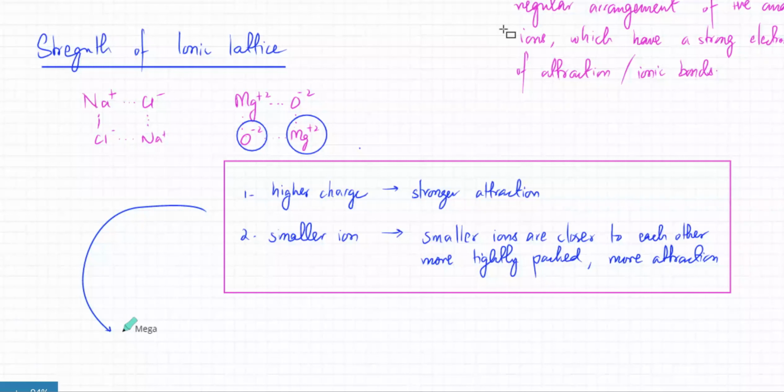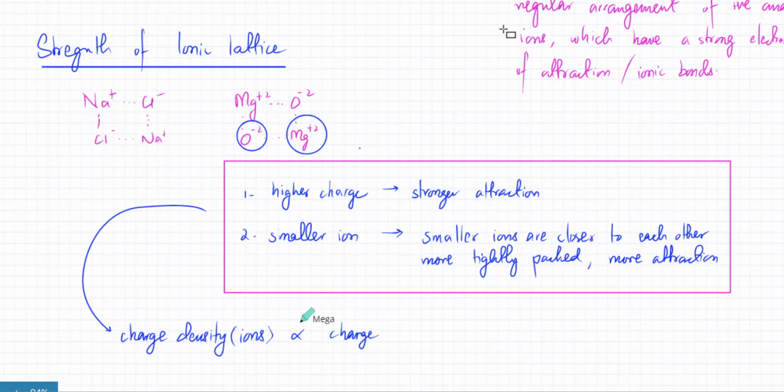There's a term that is frequently used, especially for ions. Now, this term is specifically for ions. So charge density. You can combine the two factors. Charge density is directly proportional to the charge on the ion and inversely proportional to the size of the ion, or the atomic or the ionic radius.